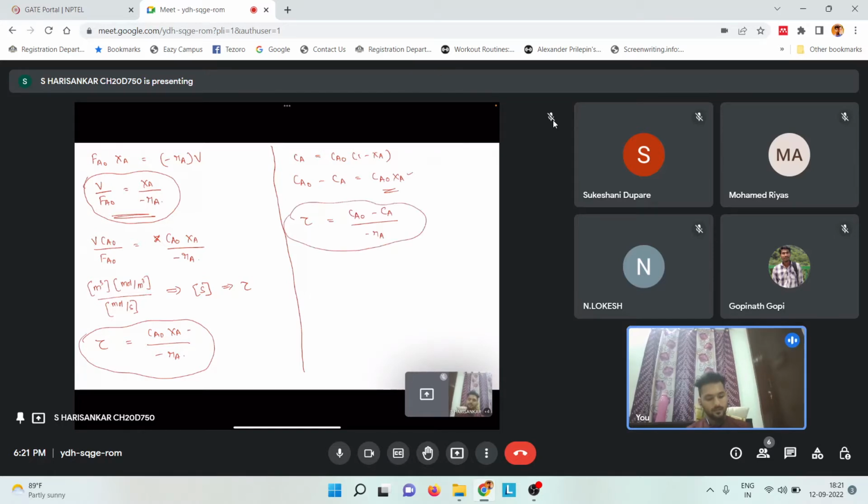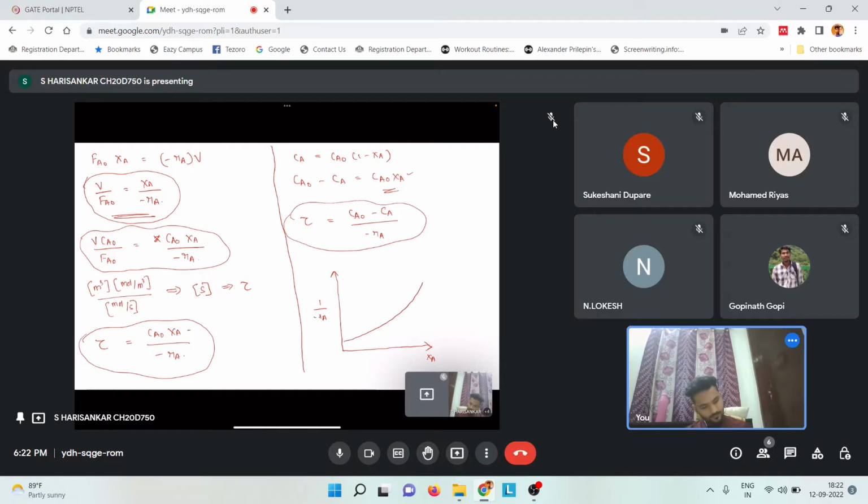So these three are the usual notations for the design equation for a CSTR. In some cases, you can even use this notation as well. So that is the design equation for CSTR. Now, if you want to represent this graphically, 1 by minus RA, and this is XA. It will come something like this.